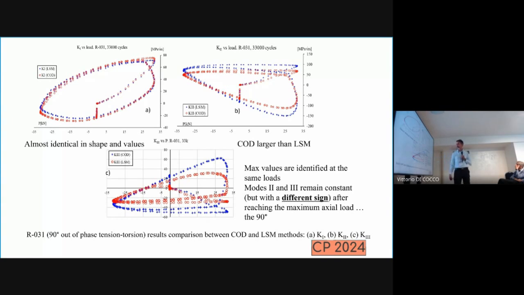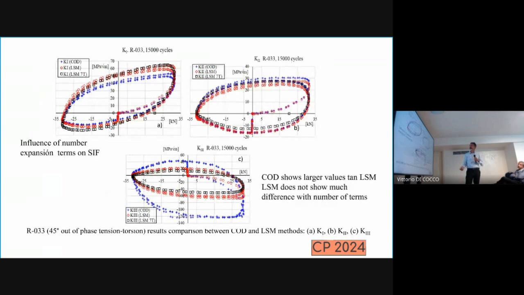Something interesting here is that both agree, showing that modes 2 and 3 exhibit a flat curve once the load is open, because you have to remember the loading here is 90 degrees out of phase. So one is maximum, the other one is minimum. In this case, the crack stayed completely sliding, and you can see the different sides.